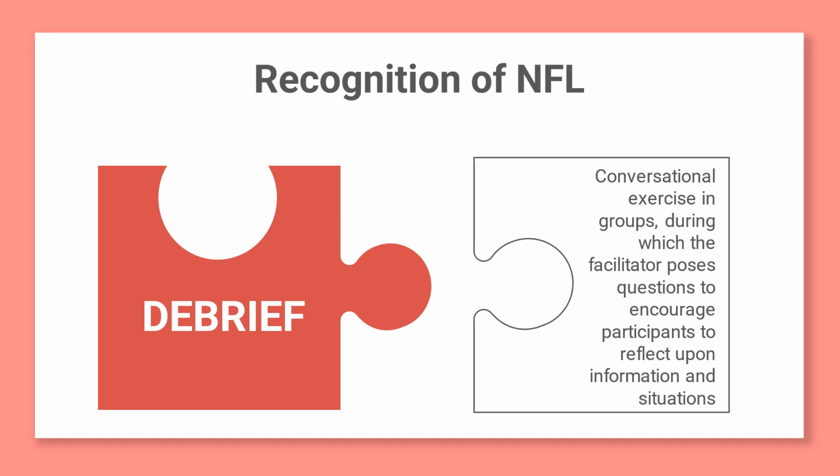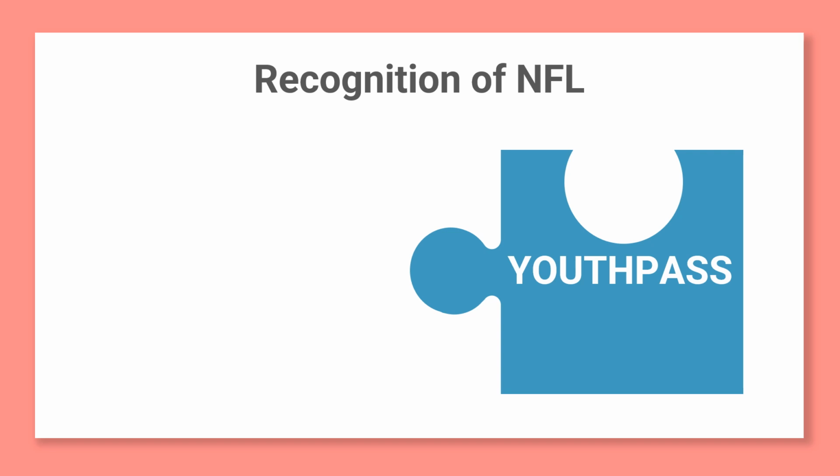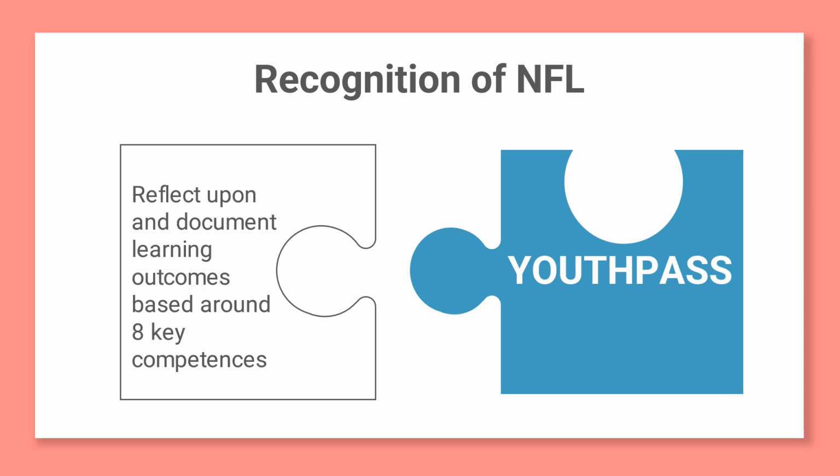In order to further support the recognition and documentation of learning, SALTO, on behalf of the European Commission, has developed YouthPass. YouthPass provides the opportunity to reflect upon and document learning outcomes based around 8 key competencies and recognizes competence as the combination of skills, knowledge, and attitude. Between 2007 and 2020, over 1 million YouthPass certificates have been issued to recognize and document learning achieved within non-formal education. We have now reached the end of this module.